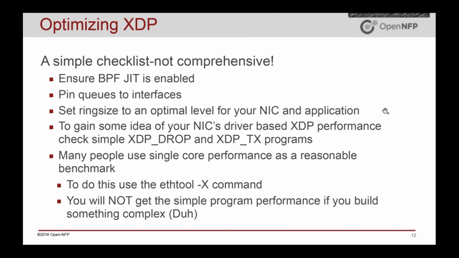And the final thing, just a big duh, is that you will not get the simple program performance if you build something complex. So if you see a drop of 30 million packets per second, if you build a hugely complex DDoS filter, surprise, surprise, you're not going to get a drop rate of 30 million packets per second, because of the fact that a huge amount of processing is being done to actually run through your filtering system.